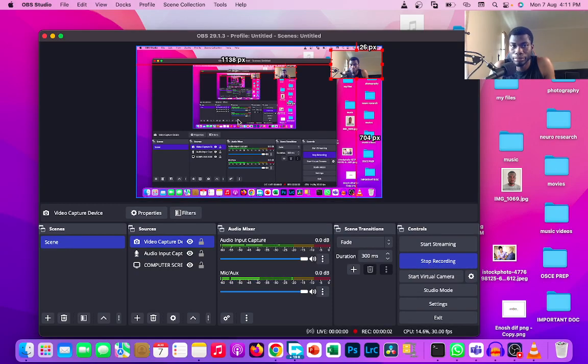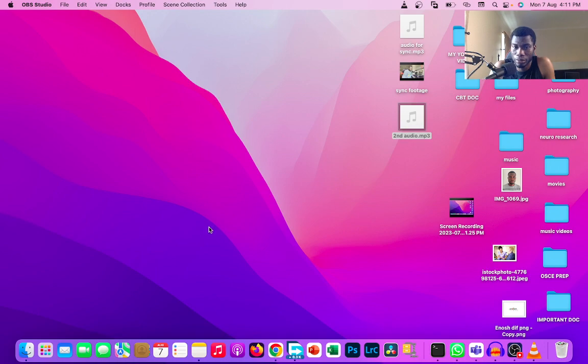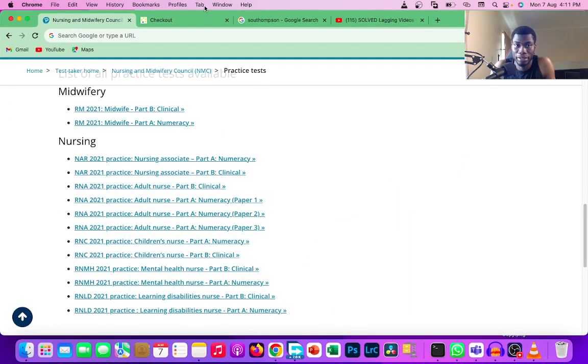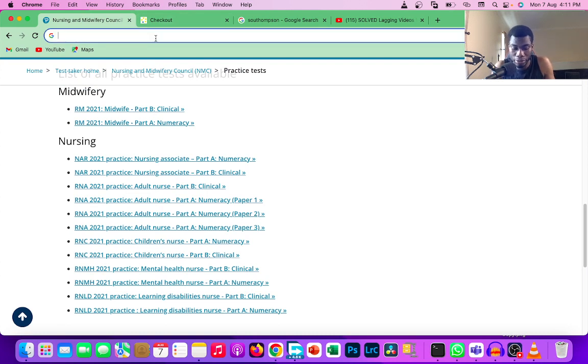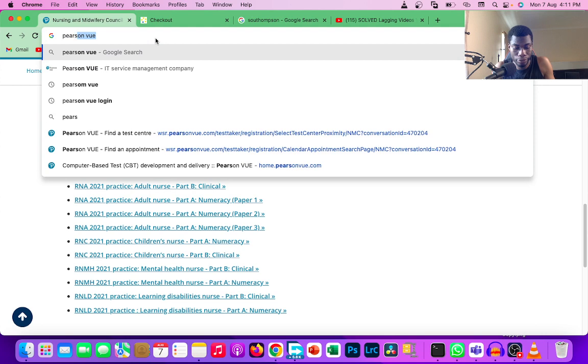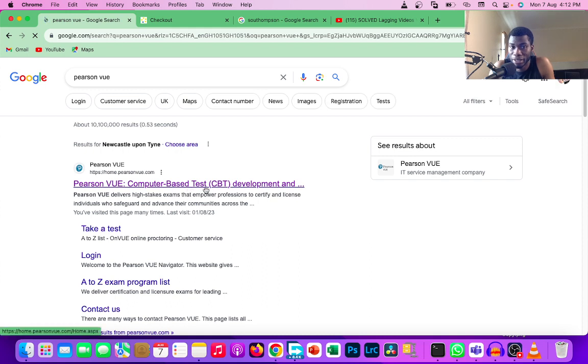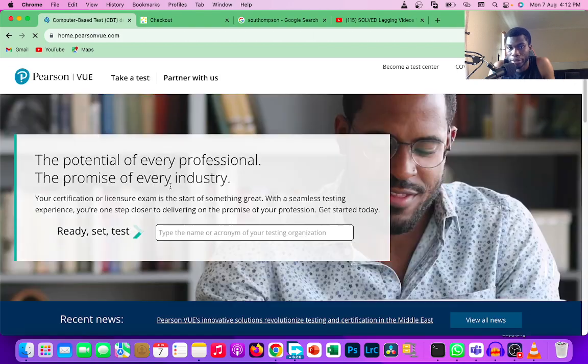Yeah, so I just wanted to show you how to practice on the Pearson View site with regards to your CBT, both the part A and then the part B. So you just come to Google search. All you need to type is Pearson View, and then the first one that comes up, which is home.pearsonview.com. Just going to tap on that.